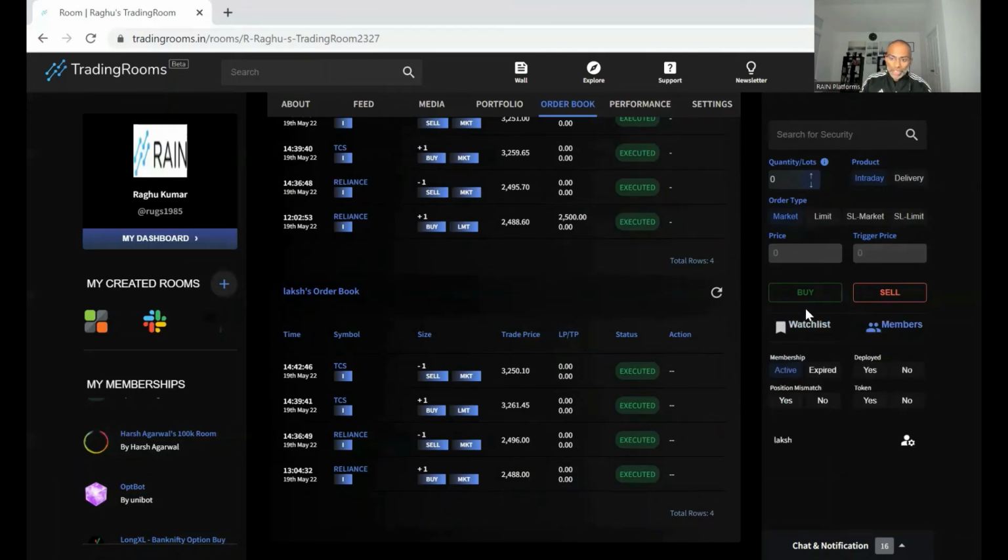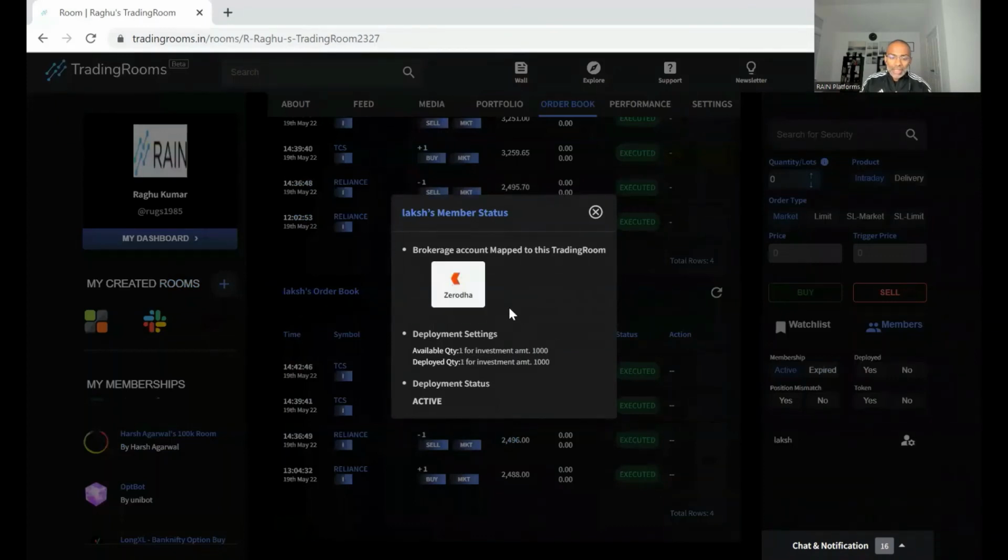A little bit more information here. So when I go to my members list, and if I click next to the username, if I click on deployment status, then I can see exactly which broker Lakshmish is mapped with. And I can also see exactly how he has chosen to deploy my strategy on his brokerage account, namely the number of units he subscribed to and the investment amount.